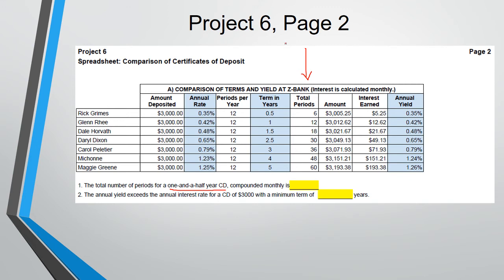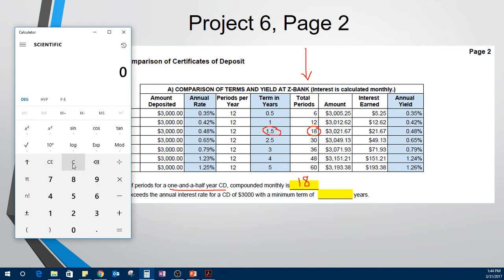We're looking for the 1.5-year CD. So looking at the terms in years, we have 1.5. That's 1.5, right? So what's the total number of periods? It is 18. So we're going to write 18 in here. Another way of doing it is just doing math. We know if it's compounded monthly, that means it will be compounded 12 times per year. We multiply 1.5 years to that, which is 1.5 times 12, also giving us 18. But of course, looking at the table is a lot easier.